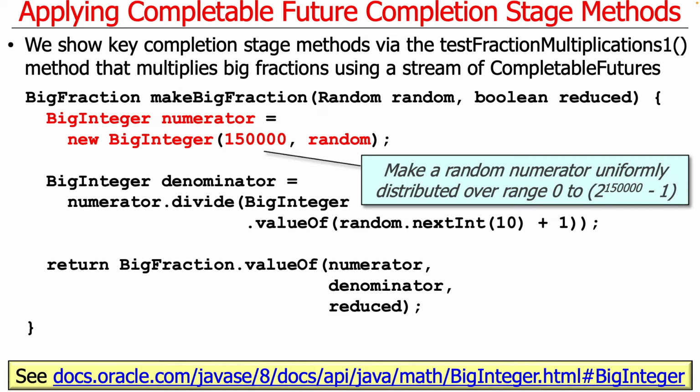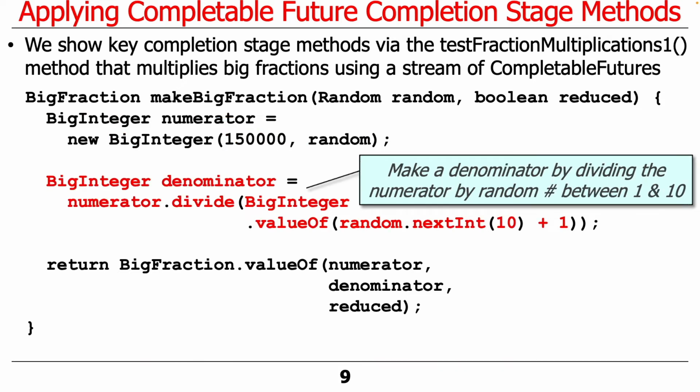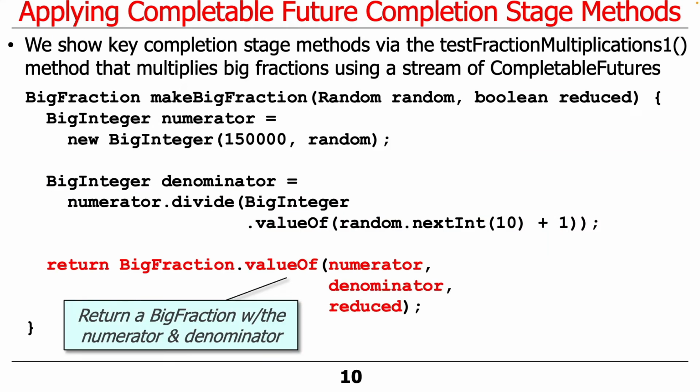So we create ourselves a gigantic numerator, and then we create a denominator which takes the numerator and divides it by some random number between 1 to 10. So we're going to have a smaller denominator, but it won't be 0, thankfully. And then the last thing we do is we return a big fraction that will have that numerator and denominator, and then we'll either decide to reduce it or not. In this case, we are not going to reduce it because that's going to be done asynchronously by a different part of the stream.